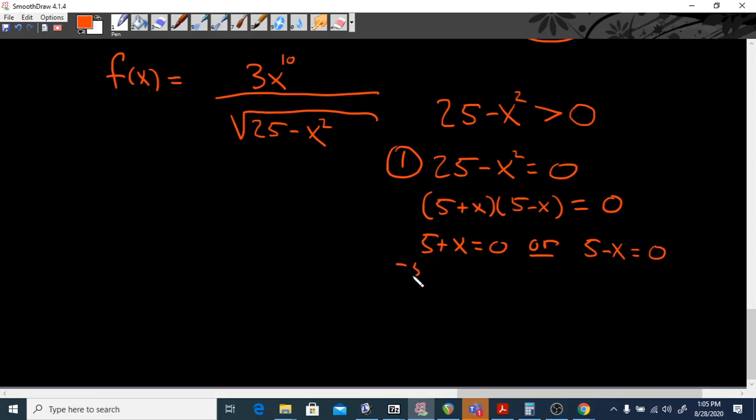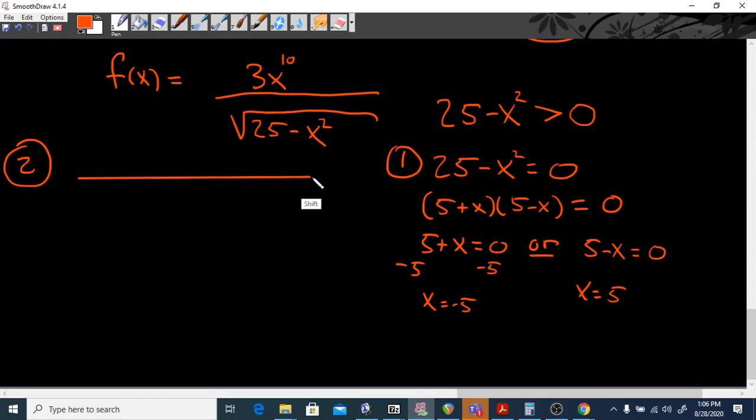Solving this, subtract 5 from both sides. x equals negative 5. Solving this one, add x to both sides. x equals 5. Okay, equation solved. Step 2, we're going to form intervals from our solution. Form intervals from the solution.